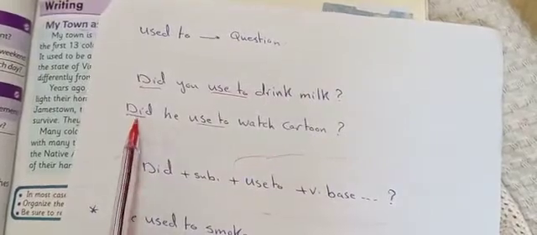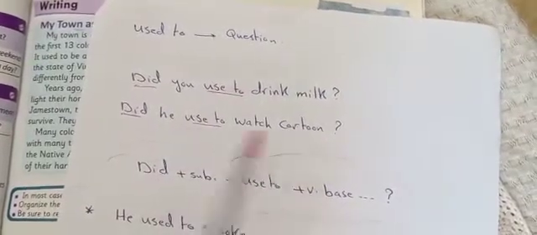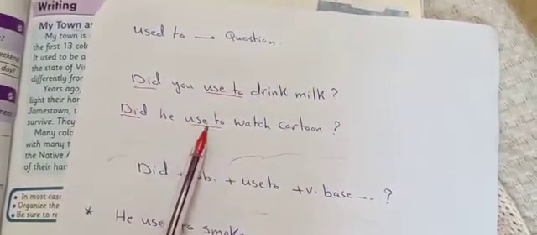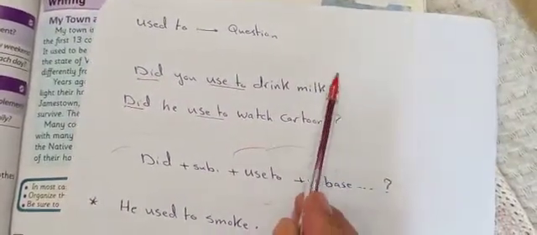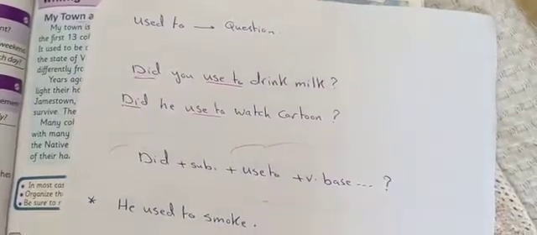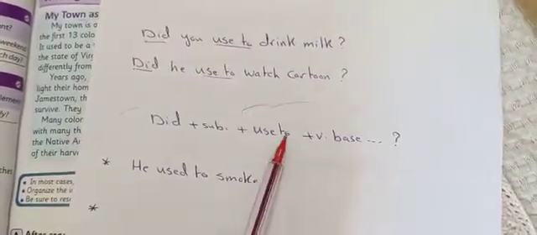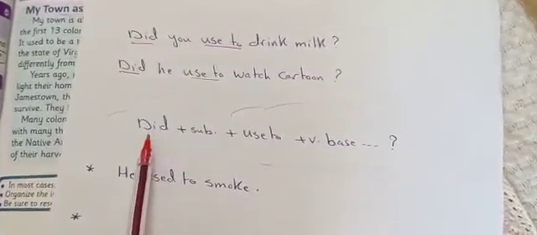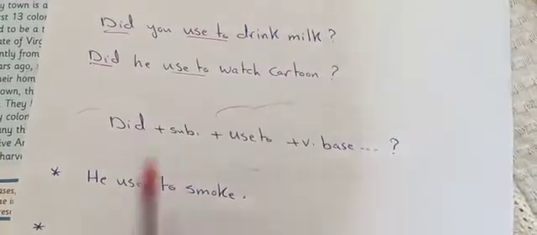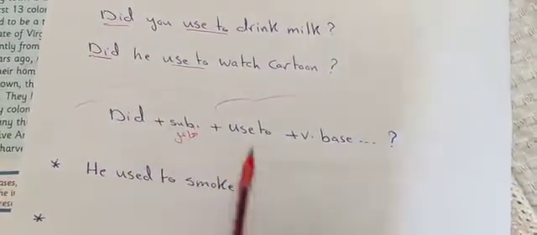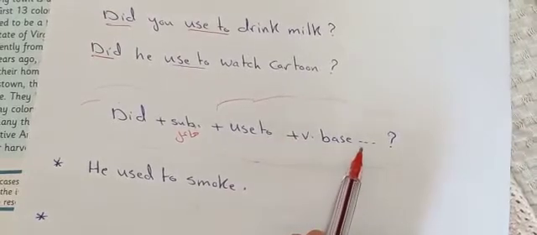The other example, did he use to watch cartoon? Same thing. We begin with did, delete the D, and continue our question. And don't forget to use what? The question mark. So what does the rule say? It says we use did, followed by the subject, again, use to plus verb base.